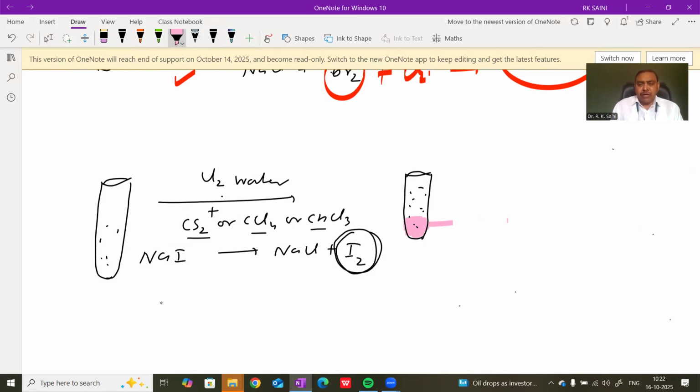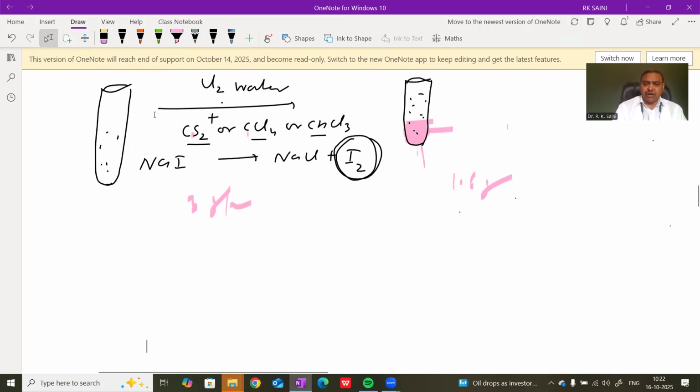Solutions of iodine and bromine have higher density than water. The density of bromine water is nearly 3 gram per ml, and the density of the solution of iodine in CCl4 is nearly 1.6 gram per ml. Therefore, these are heavier than water and settle down at the bottom and make a layer with the covalent solvent. And these are the qualitative tests of halogen.